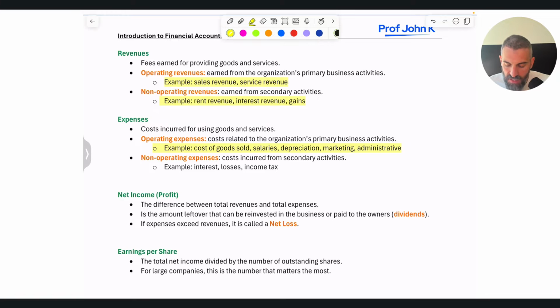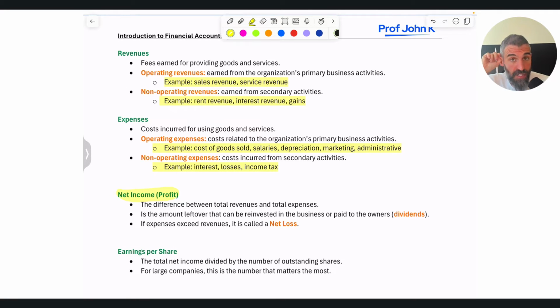For operating expenses, like I said earlier, most of the expenses fall into this section. So cost of goods sold, salaries, depreciation, marketing, pretty much anything you could think of except interest, losses, and income tax. Again, there's probably some specific accounts that you can argue are non-operating, but this is an intro course. Remember that we're not going to be throwing the craziest accounting situations at you guys. And then if you take your revenues and your expenses, you're left with your net income.